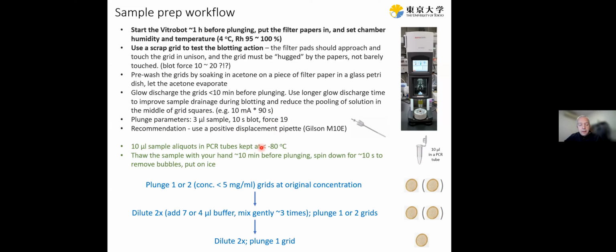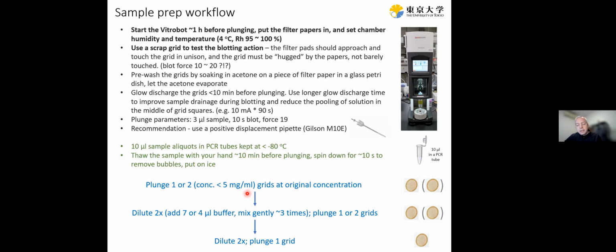So basically, depending on the starting concentration, plunge 1 or 2 grids at the initial concentration. We get 10 microliter aliquots in PCR tubes. It's important not to have too much because you don't want to waste sample. So thaw one tube, prepare samples, screen them. If they're not good, thaw another tube. I thaw them shortly before plunging and then plunge the original concentration.